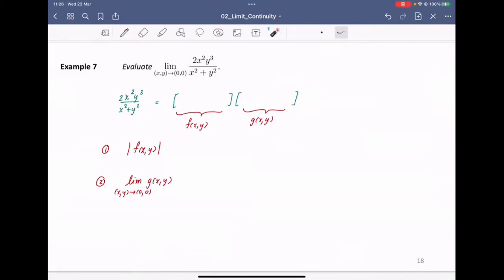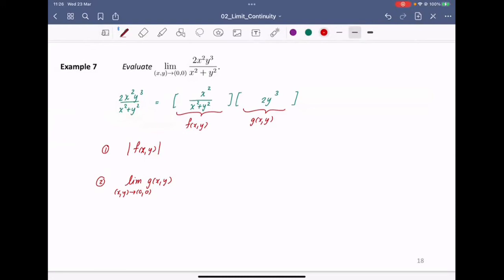So what should I do? The trick here, I'm going to tell you the trick. You should take all the denominator with f. You're going to see in a minute why. So I'm going to take x squared plus y squared into f here. On the top, let's take x squared here. And the remaining term, 2y cubed, kick it to g. So let's see what happened.